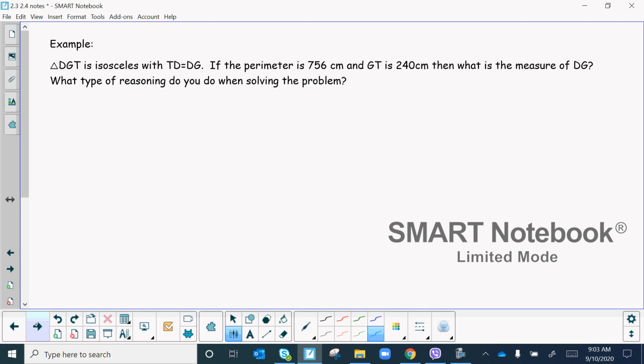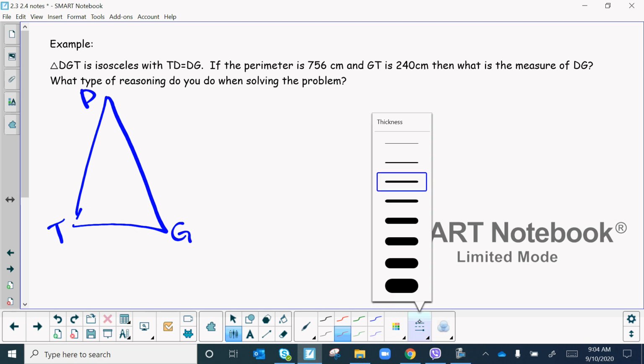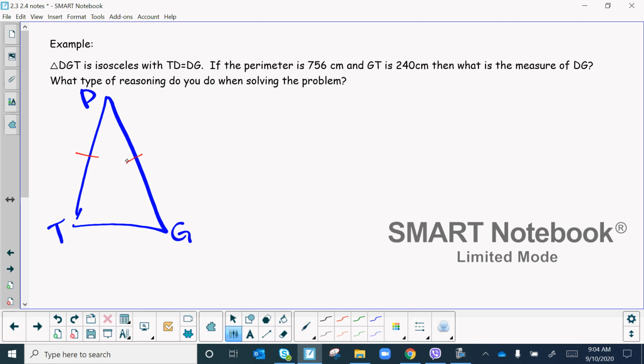Okay, all right, let's do one more last deductive reasoning. So it says triangle DGT is isosceles. So I'm going to go ahead and draw that right away. Triangle DGT is isosceles. TD is equal to DG. So T must be here, D up here, and G down here. These two are equal. It says the perimeter is 756. GT is 240. Then what is the measure of DG? DG is right here. I'm going to put a question mark there.